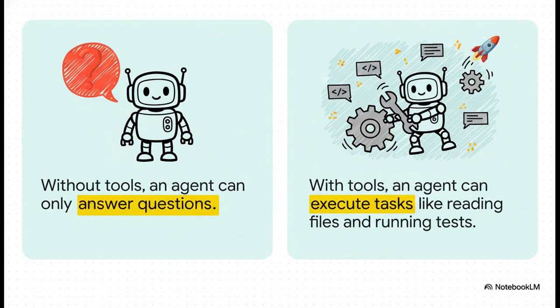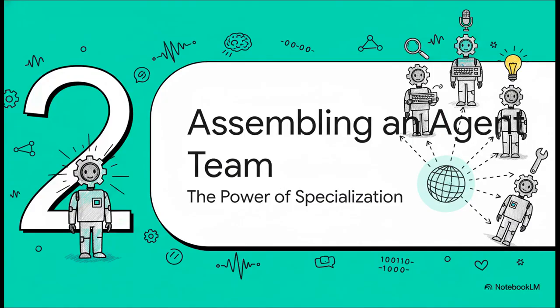And this right here is the absolute key difference. An agent without tools is basically a very smart consultant. It can answer your questions, sure, but an agent with tools, now you're talking. It can read your files, run your tests, and actually change your code. It goes from being a helper to being an active doer on your team. Okay, so a single agent is pretty powerful on its own. But what happens when you put a whole team of them together, where each one has a very specific, specialized job? Well, that's when things start to get really, really interesting.